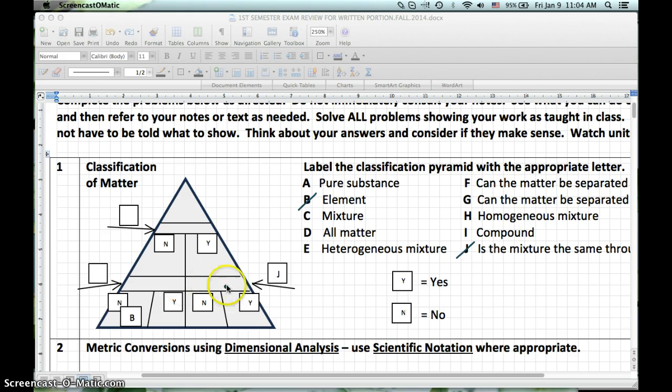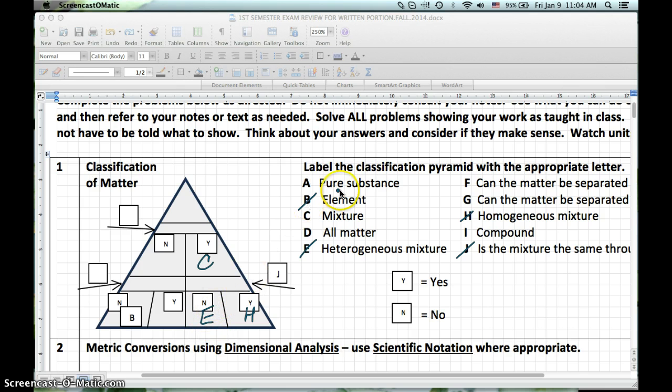Okay, so what you can see then is this narrow area is a question. If you remember anything about the pyramid, then this area would also be a question to divide up these two, and of course this area here would be a question to divide these two. If you look at J, it says, is the mixture the same throughout. If you just think about it for a second, what you're going to be doing here is categorizing the two types of mixtures. If the mixture is the same throughout, yes, it's going to be a homogeneous mixture, so that's going to be letter H. If the mixture is not the same throughout, you're going to have pieces and parts. You're going to have a heterogeneous mixture.